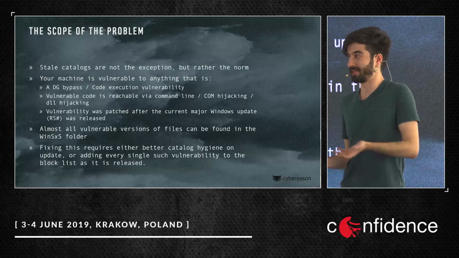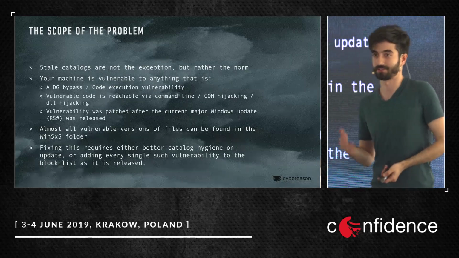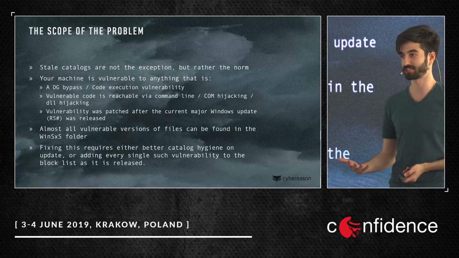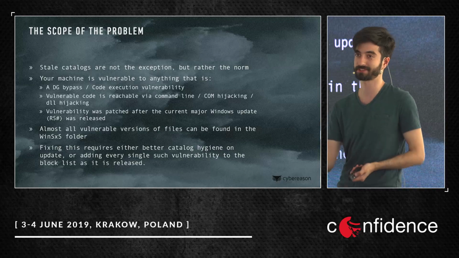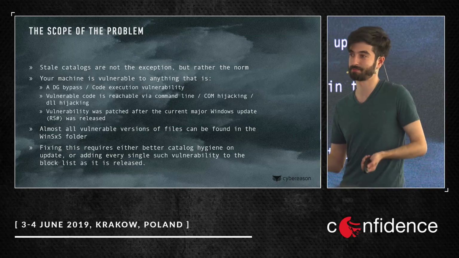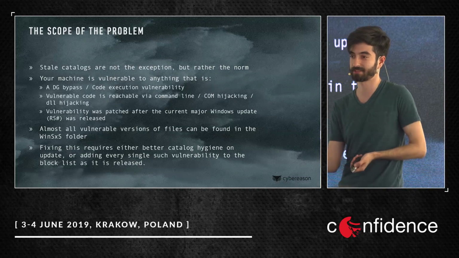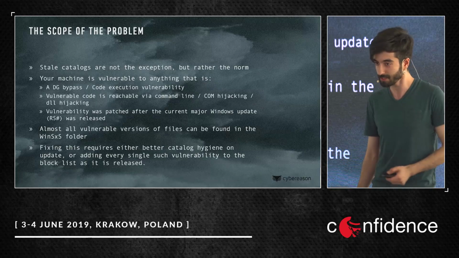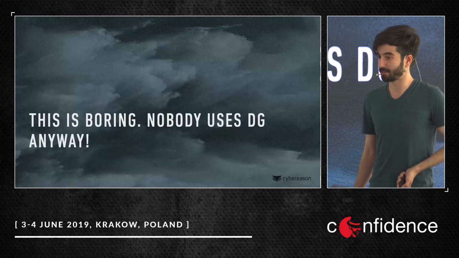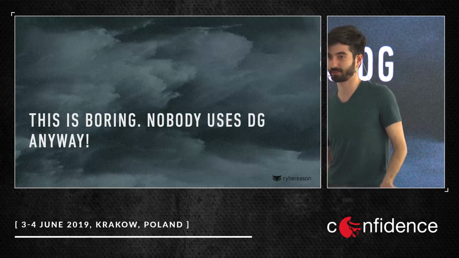So I think the way to fix this is to delete the old catalogs of pretty much every vulnerable file the moment you update Windows, or else patching is pretty much meaningless because you could always choose to use the vulnerable version of the code. So that's it for actual Device Guard bypasses.